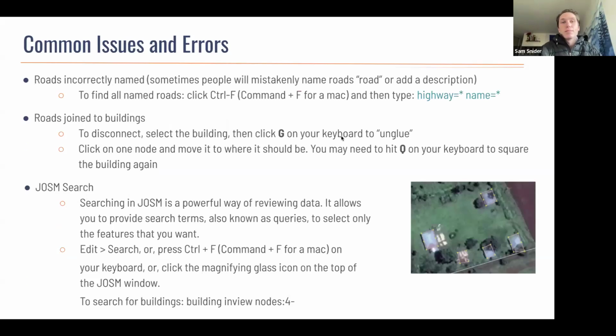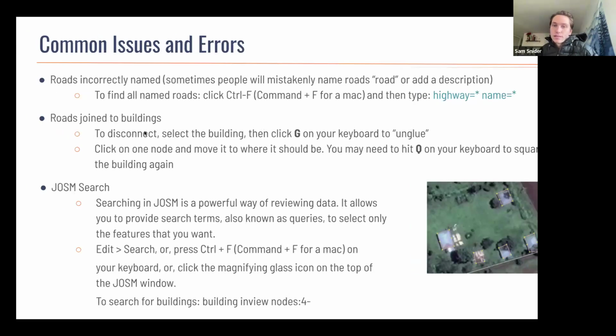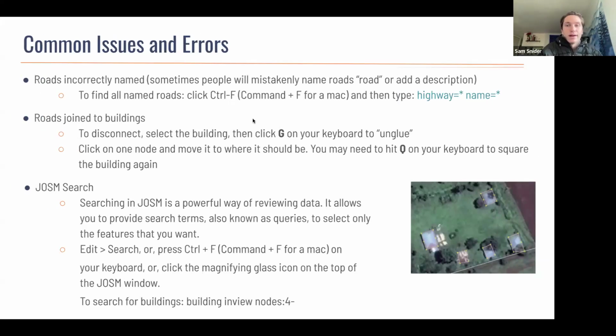Some more common issues and errors are roads that are incorrectly named. Sometimes people will mistakenly name roads "road" or add a description. You can find all of the named roads by using the search function, or using Control F for a map, or Command F, and type "highway=" and it will select all, or "name", and it will select all the roads that have names.